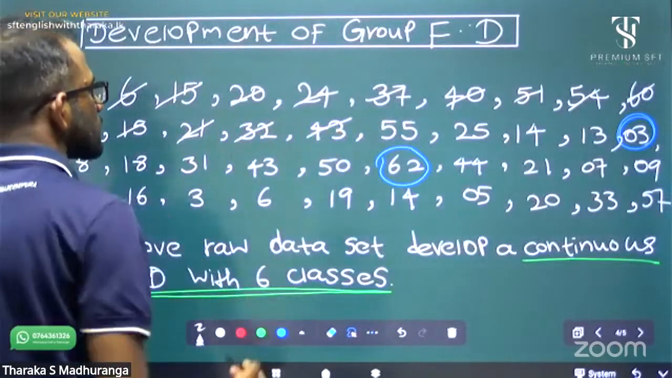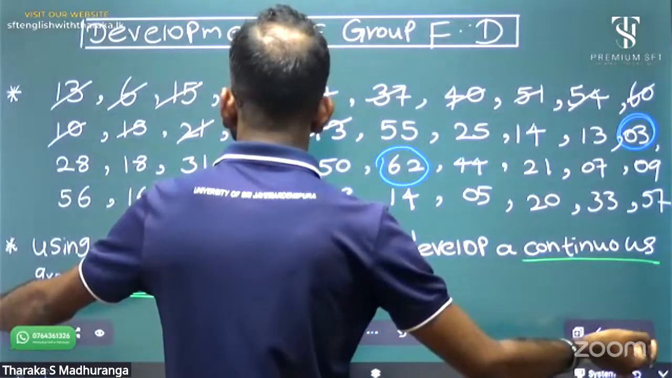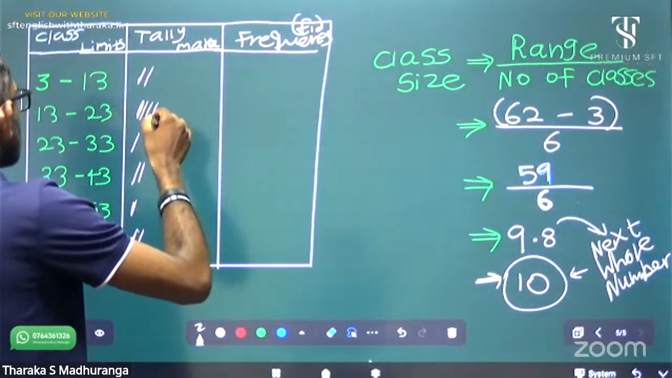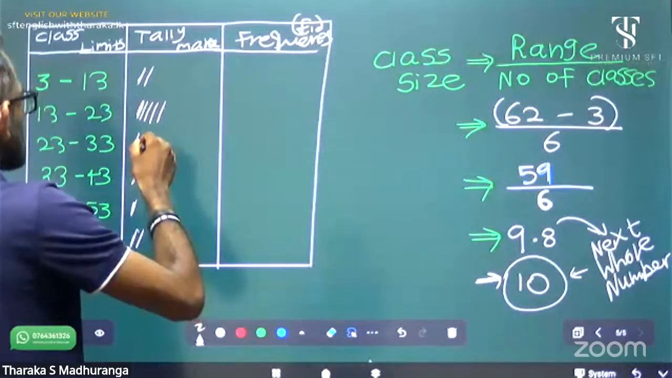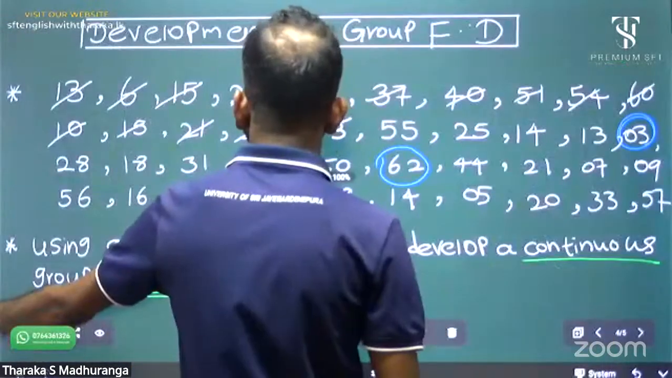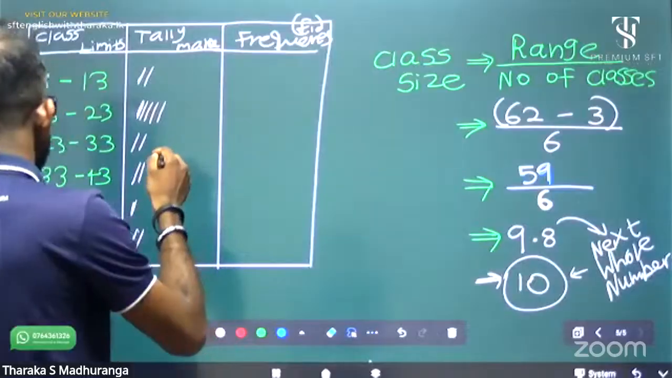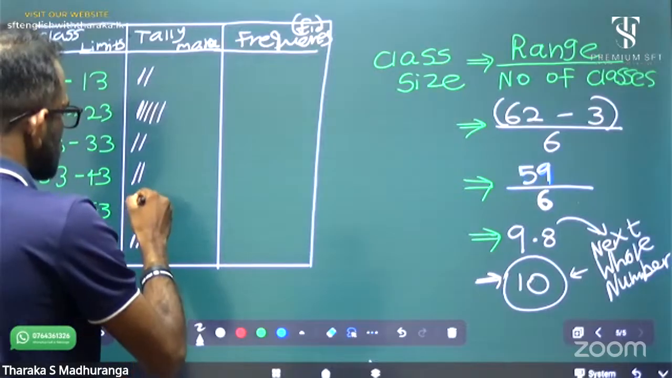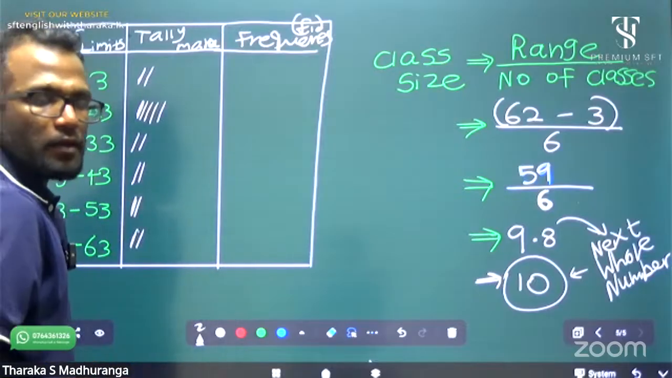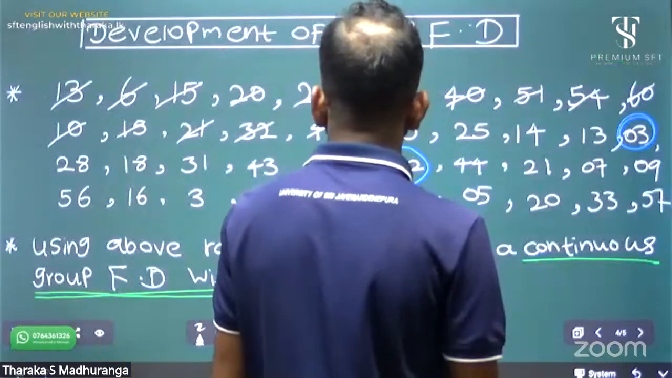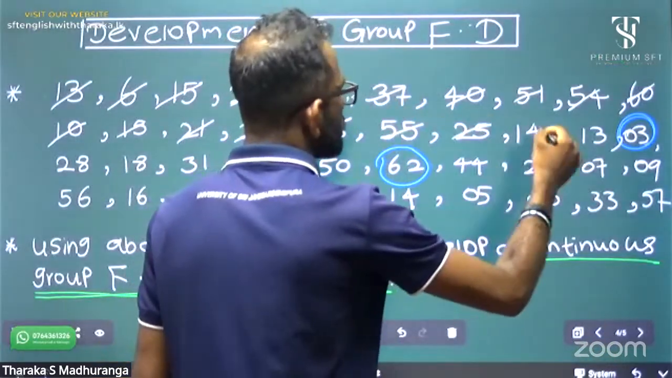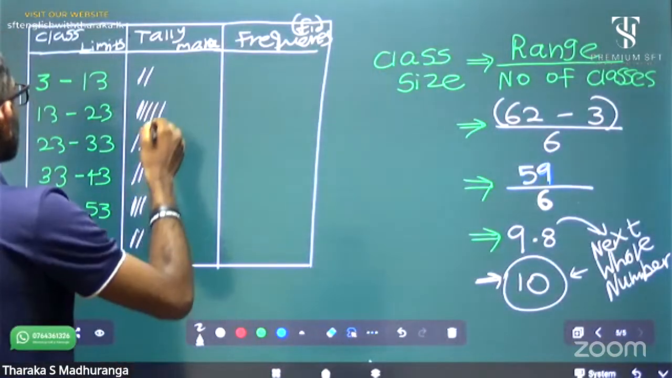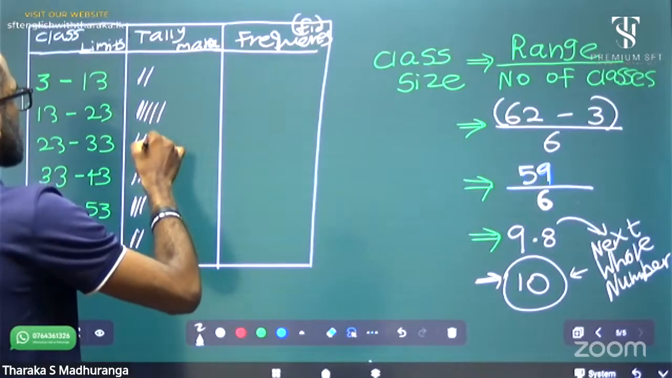21, 32, 43. 43, where do you add it? Into the second one. Hurry. Next one. 51, 25, 40.